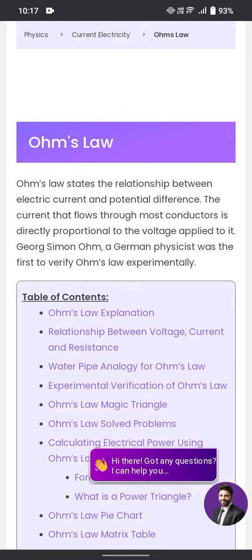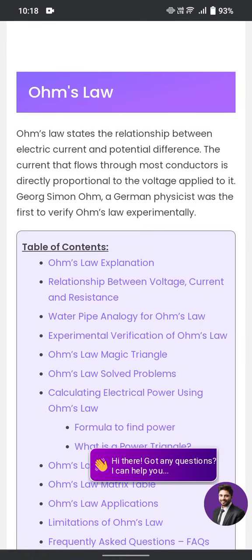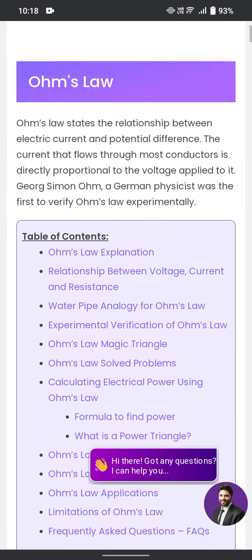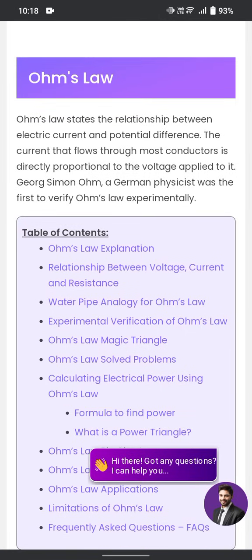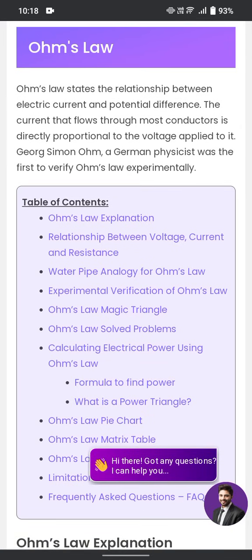Today we discuss the topic of Ohm's law. Ohm's law states the relationship between electric current and potential difference. The current that flows through most conductors is directly proportional to the voltage applied to it. George Simon Ohm, a German physicist, was the first to verify Ohm's law experimentally.